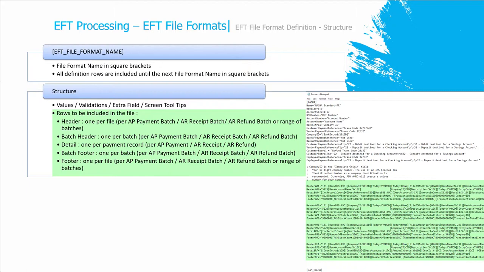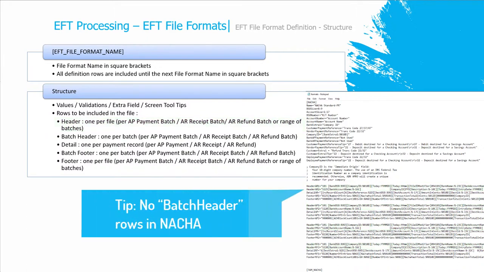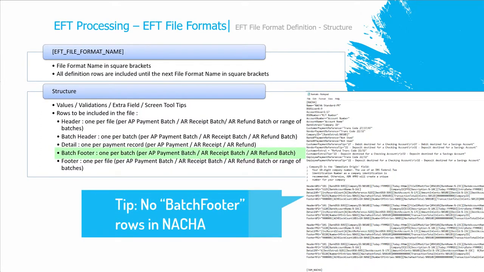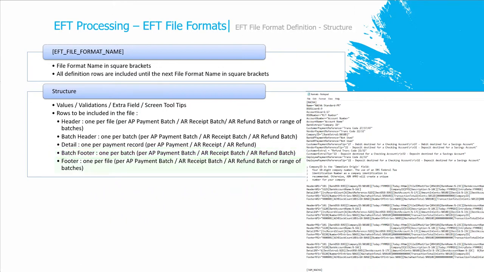The rows that you can include in the EFT file are header rows, which is one per file, batch header, which is one per batch, AP payment batch, AR receipt batch, or AR refund batch, detail rows, which is one per payment record, AP payment, AR receipt, or AR refund payment record. Then you have a batch footer, which is one per AP payment batch, AR receipt batch, or AR refund batch, and then a footer row, which is one per file.